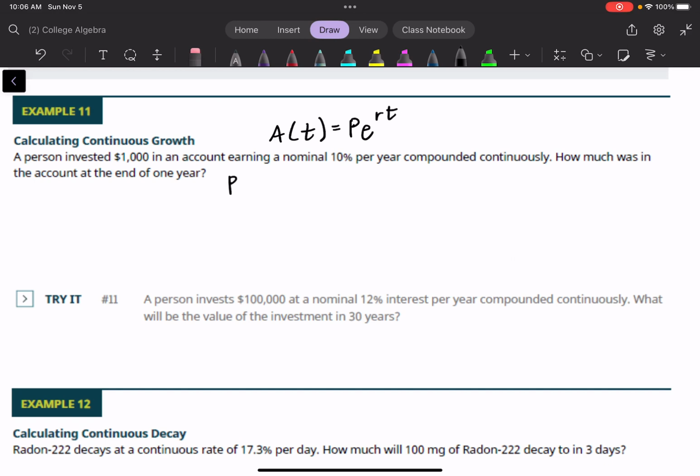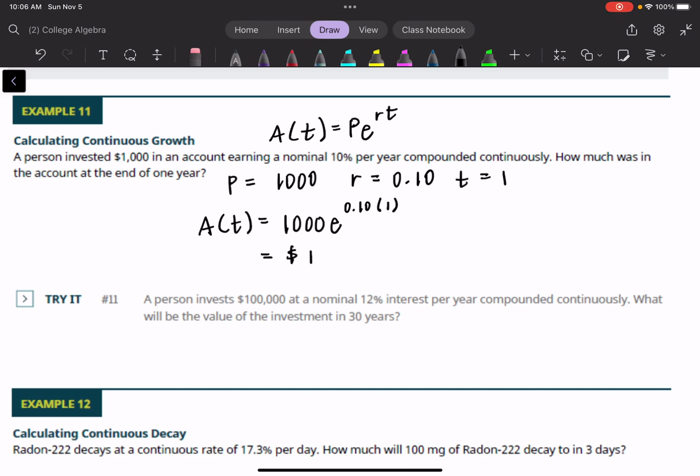So let's pick apart what we're given. The principal is 1,000. The nominal rate, or the APR as a decimal, is 0.10. The time elapsed would be 1 year. And so just plugging all that into our formula here, we'll be able to easily solve for the amount in the account. So this would be 0.10 times 1. And just plugging all that in your calculator, you'll obtain that the amount in the account is $1,105.17.